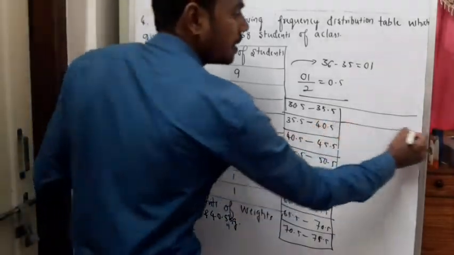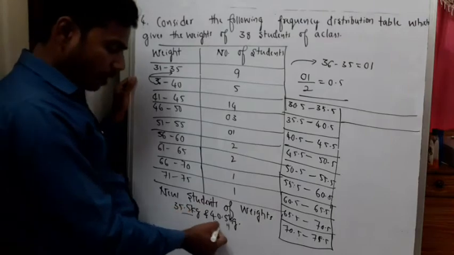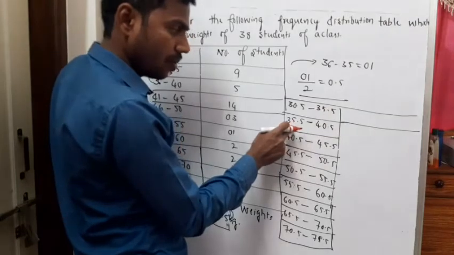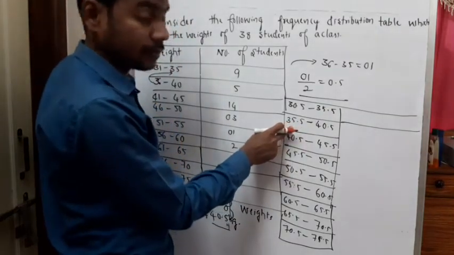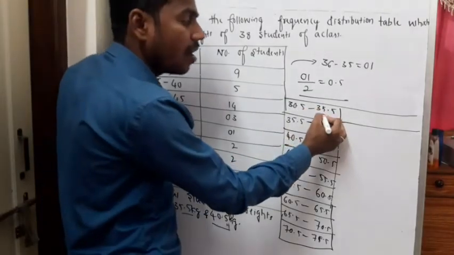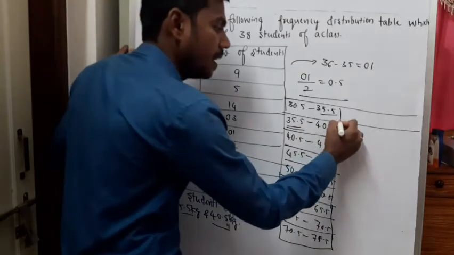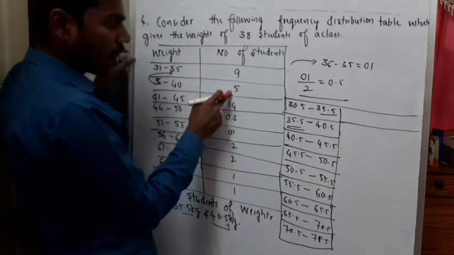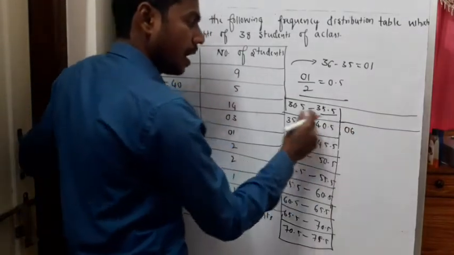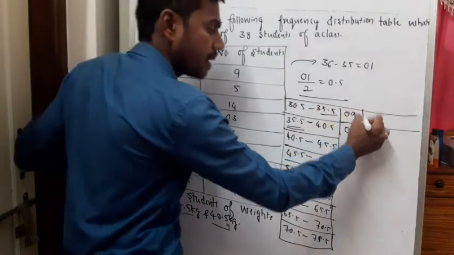Then the frequency: I need to accommodate 35.5 and 40.5. Where is 35.5? 35.5 is here and also here. By convention, you will not consider the upper limit; you will go to the lower limit and consider it there. So what is the count? 5 is the count. One more person added, this will be 6. No person is added between 30.5 and 35.5, so this remains 9.